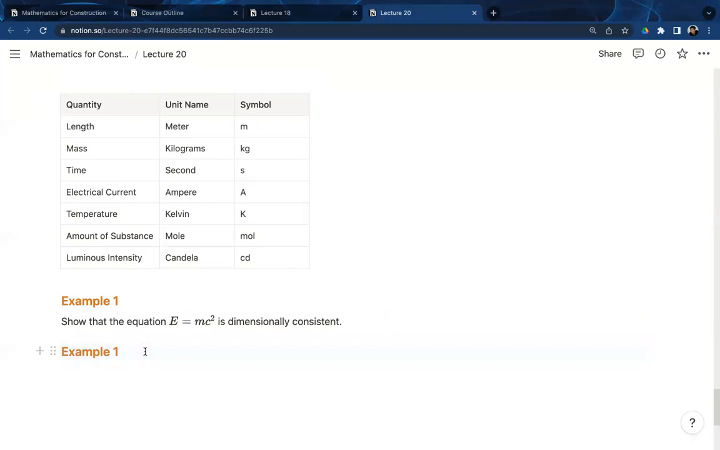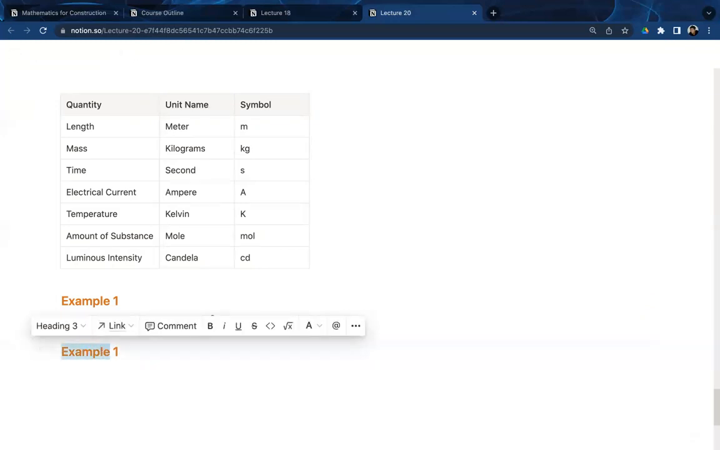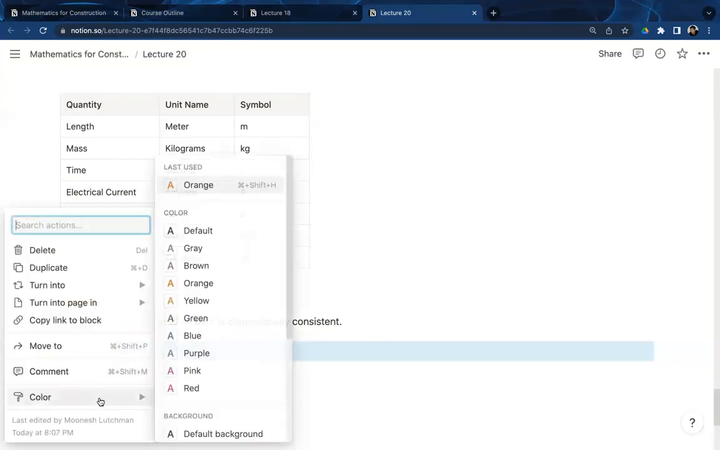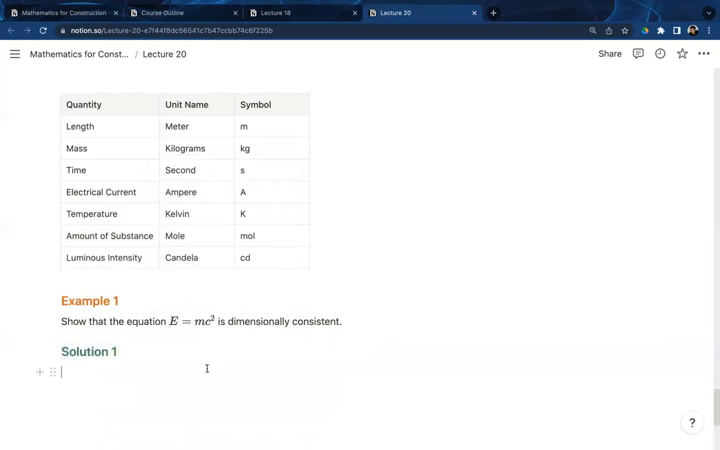To show something is dimensionally consistent, a formula, the first thing we have to do is replace each quantity with its dimensions, and we put brackets around them.